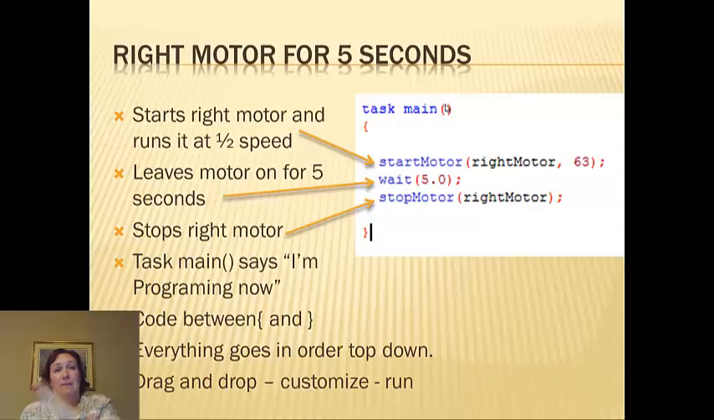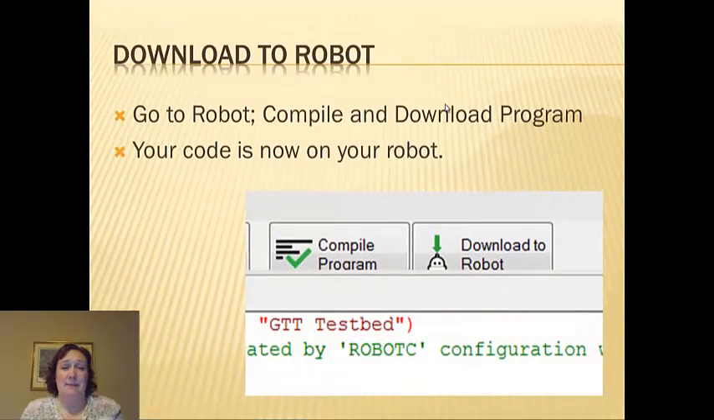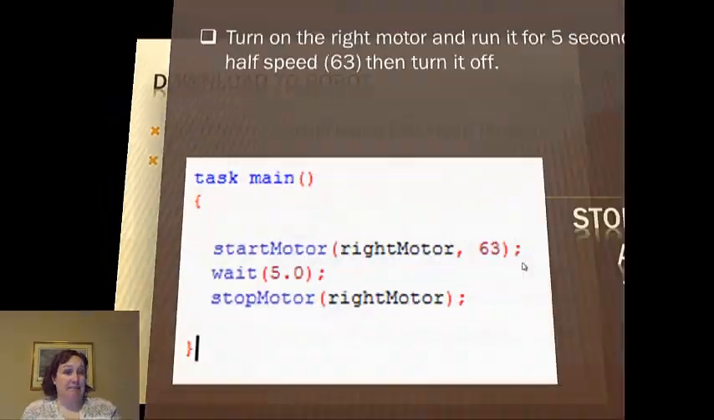So you drag and drop, you customize it, and then you run it. It's very simple. Once you get your code typed up, you're going to download it to your robot. In this case, with the new RobotC, there's actually a little button with a little robot head. Very cute. Click it. It says download to robot. And it downloads to robot, and now your code is on that Cortex, and you can now run it.